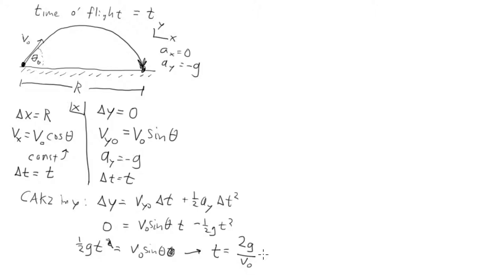No, wait a minute. Not quite. Actually, let me put it up here. Time is going to be 2 v naught over g times sine theta. Okay, so, oh, theta naught, sorry.